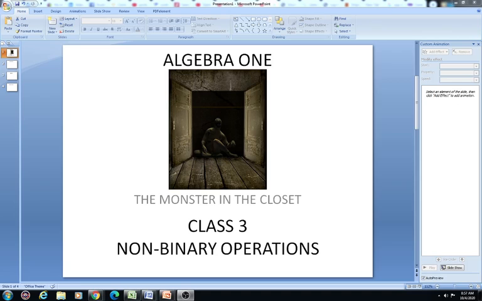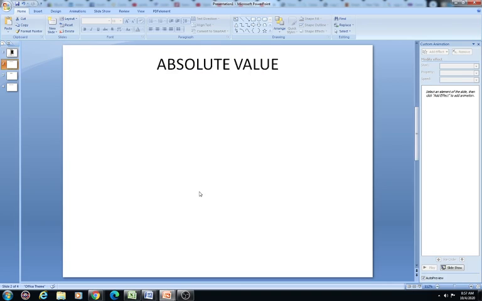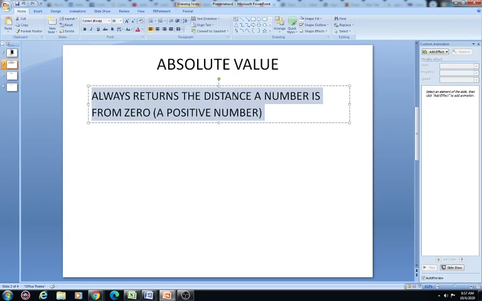So let's start off with absolute value. Now, what in the world's an absolute value? The absolute value function always returns the distance a number is from 0, meaning it is a positive number. So if it's a positive number or a negative number, it's going to return a positive number because it shows you the distance you are from 0.